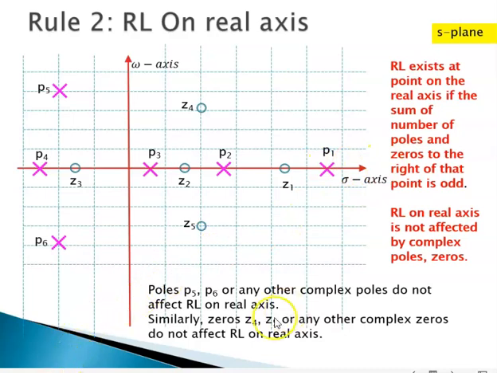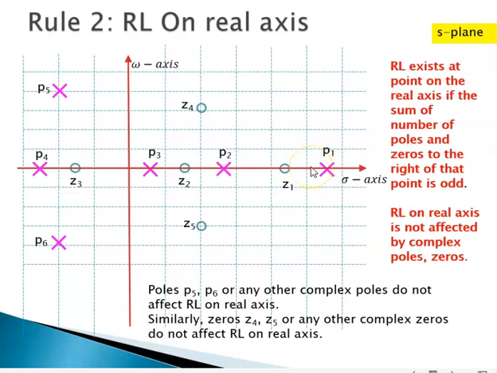The rule we follow is: root locus exists at a point on the real axis if the sum of the number of poles and zeros to the right of that point is odd. For example, you consider a point shown here, somewhere here.